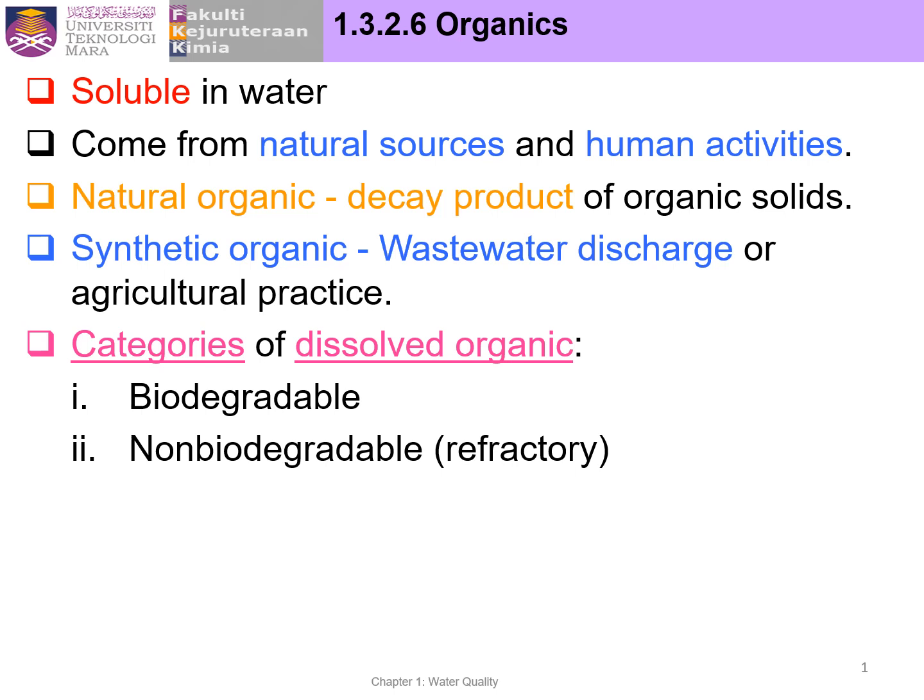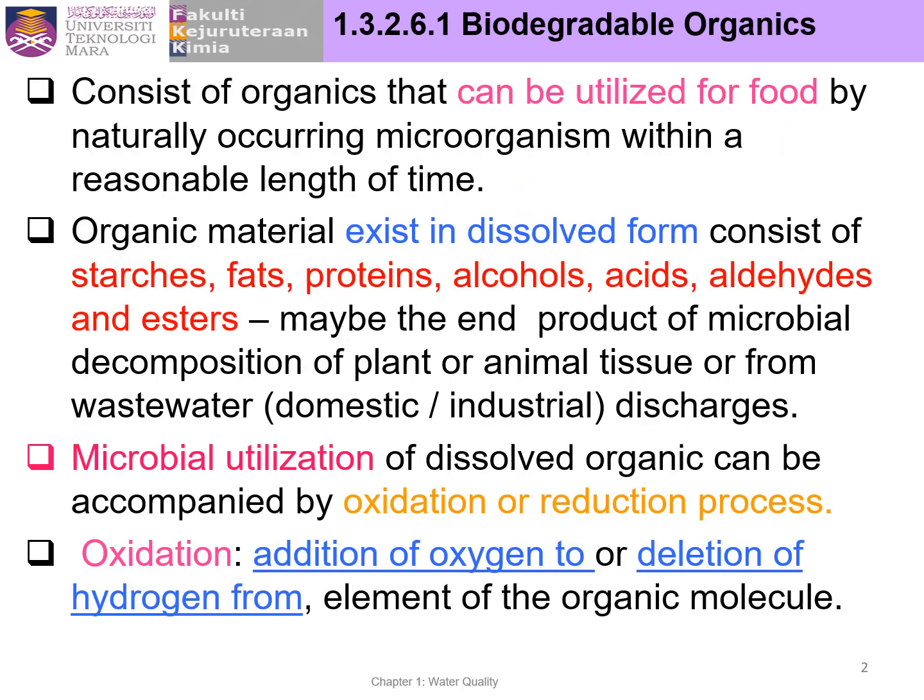Okay, the organic can also be categorized based on the dissolved organic itself. The first one is the biodegradable and the next one is the non-biodegradable. So for biodegradable organics, usually it can be utilized for food because it can be degraded. For organic material, it usually exists in the dissolved form, for example starches, fats, proteins, and so on. For microbial utilization, it can be accompanied by the oxidation and also reduction of the process.